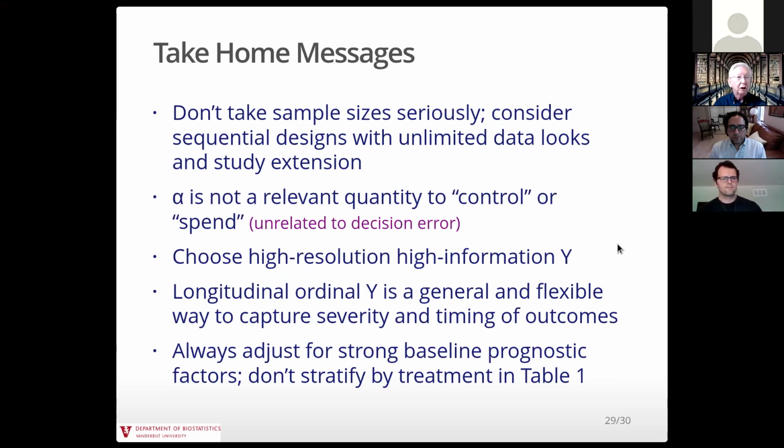We need to choose a high resolution, high information outcome variable and break the ties to the extent possible. If you write down your problem as a longitudinal ordinal study design, that's a very general and flexible way to capture severity and timing of outcomes. So that handles time to event analysis, it handles functional status analysis, quality of life, it handles recurrent events like hospitalization, all in one model. And then always adjust for strong baseline prognostic factors. And as a side comment, don't even stratify by treatment in table 1. It'll get you into nothing but trouble.